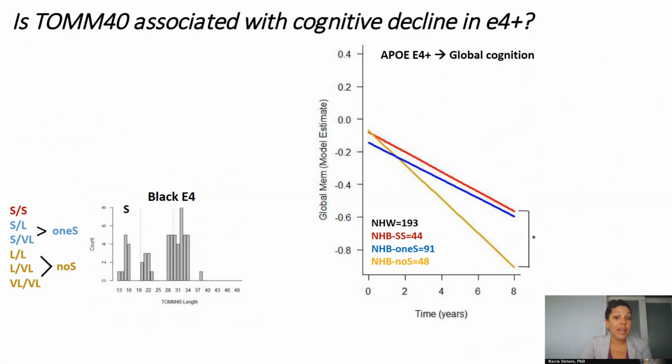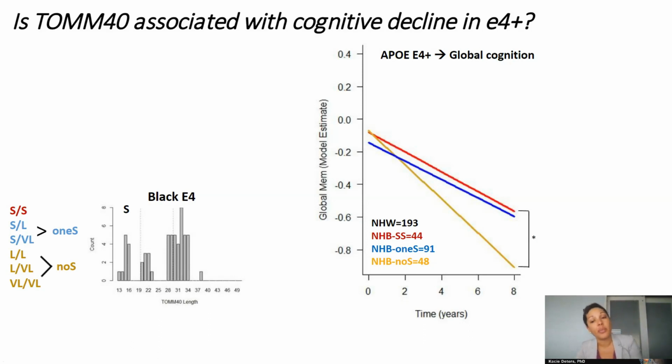So we wanted to look at, again, that variation of Black E4 carriers in TOM40, since there were a lot of different poly-T repeat lengths. So for statistical sake, we had to group these somehow. So we decided to group them based on the short allele. If you have 2 shorts, this is represented by red, and that's the same color in the figure to the right as well. If you have 1 short allele, that's represented by blue, and if you have no short allele, that's represented by gold.